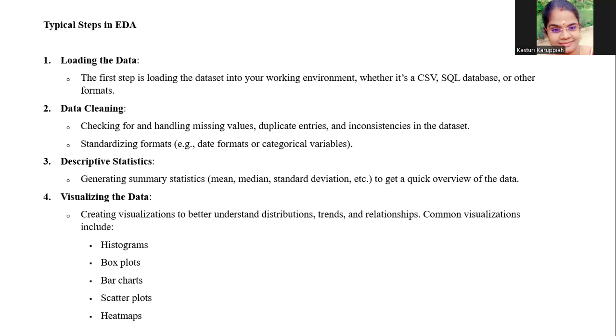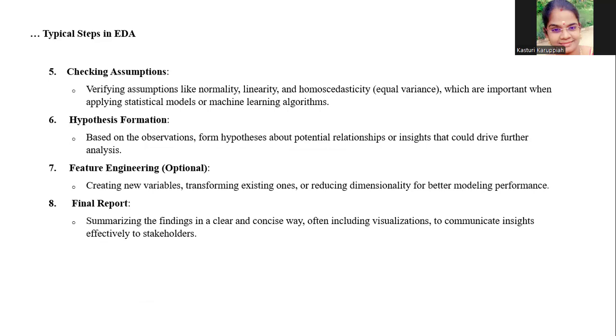And then we are visualizing the data. We create visualizations to better understand the distributions, trends, and relationships. We are going to use histograms, box plots, bar charts, scatter plots, heat maps, etc. After visualizing, we will be checking the assumptions, like normality, linearity, and homoscedasticity, which is equal variance. These are important when applying statistical models or machine learning algorithms. We are going to verify the assumptions.